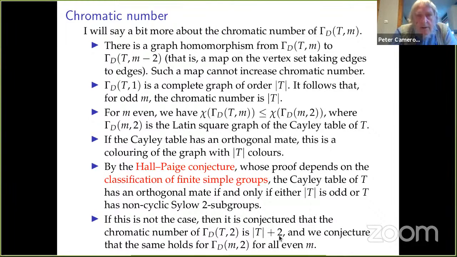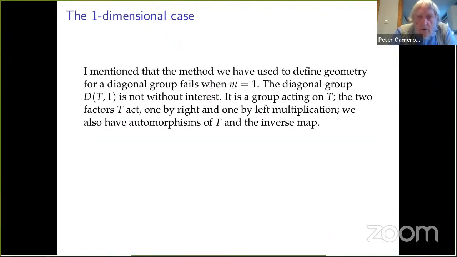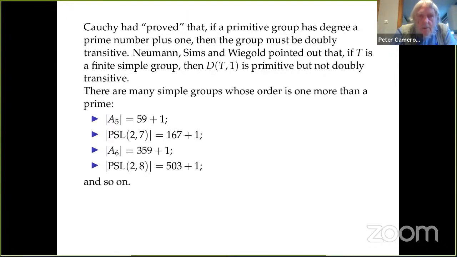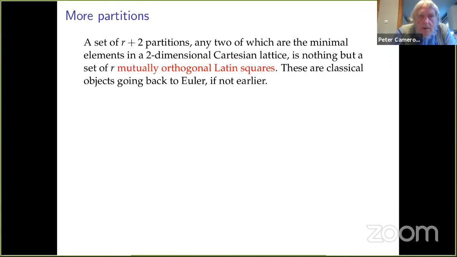Now, I'm practically out of time, so let me just tell you, the slides will be available, I hope. So these are the things I would have talked about if I'd had more time. The one-dimensional case, which leads to an interesting number theoretic problem. Then you might say, well, I took M plus one partitions, any M forming a Cartesian lattice. What if I take M plus R? Well, if M is two, so that we're doing Latin squares, this is mutually orthogonal Latin squares. So we're asking about families of mutually orthogonal Latin squares.